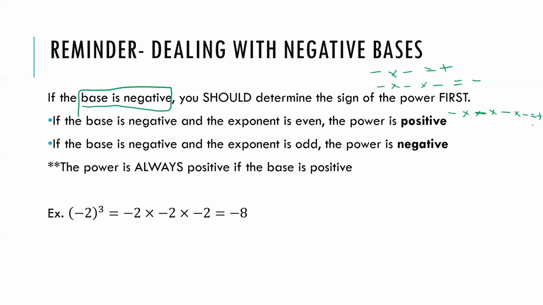So here's an example, negative 2 to the power of 3. We know that negative 2 to the power of 3 is obviously going to be negative 8. So we multiply the negative 2 by itself 3 times. That answer will be negative in the end.